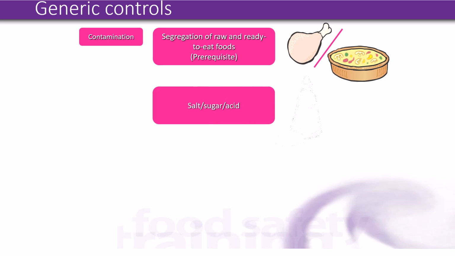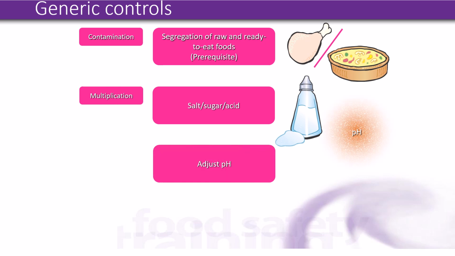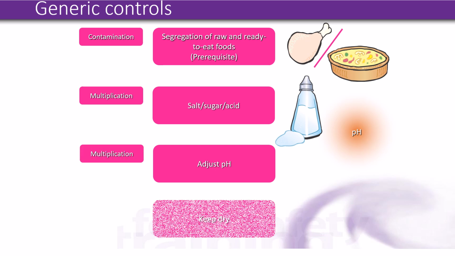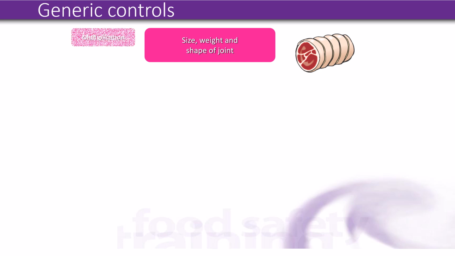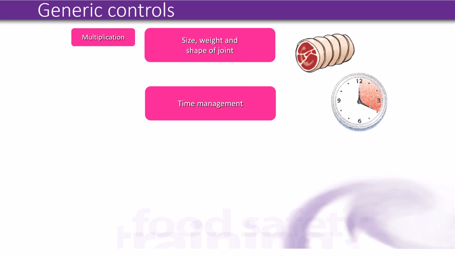Contamination could occur otherwise. The addition of salt, sugar and acid, which are preservatives, or you could get multiplication. Adjust the pH to make it more acidic, or you could get multiplication. Keep dry, or you could get multiplication. Size, weight and shape of joint: you could get multiplication if the joint is too big, so you need to keep the joints small enough so they can cook in adequate time and to the correct temperature. Time management, or you could get multiplication.